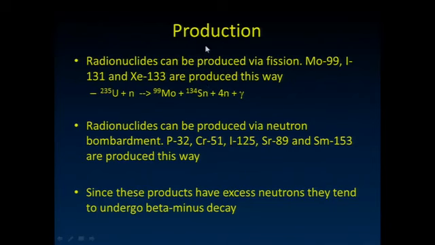Well, there are a lot of different ways. Some of the radionuclides can be produced via fission. Molybdenum-99, which we then use as a generator for technetium-99m, is produced that way. So most of the molybdenum we get comes from nuclear power plants. We can produce them via neutron bombardment, and P-32, I-125 are produced this way. These guys all have excess neutrons, and therefore they tend to undergo beta minus decay.